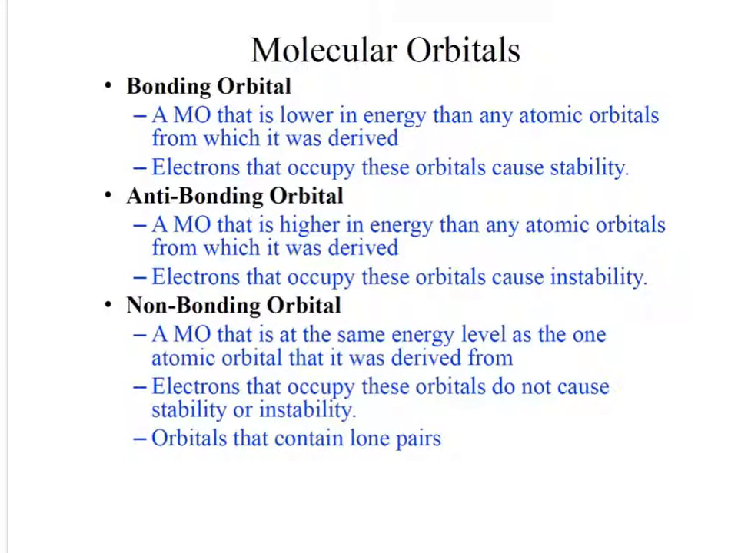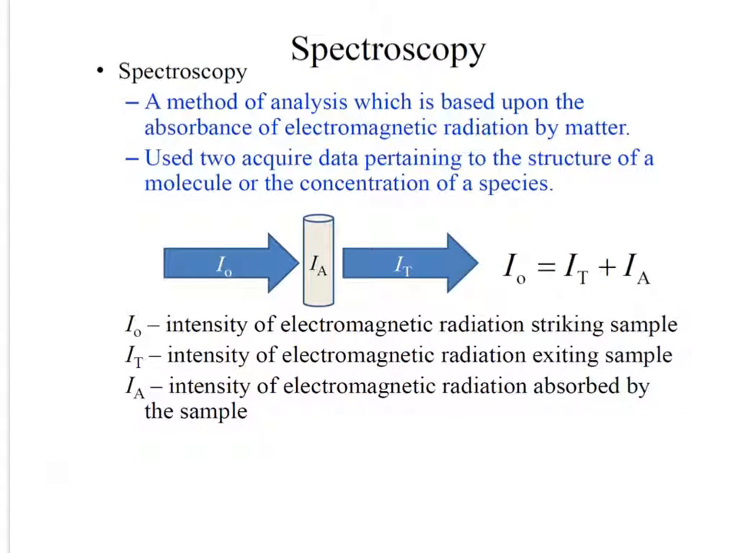Here's a summary of your bonding and anti-bonding orbitals. Spectroscopy: a method of analysis which is based upon the absorbance of electromagnetic radiation by matter. We can get data pertaining to the structure through spectroscopy. So the intensity of electromagnetic radiation striking the sample, I is for intensity. This is the one exiting the sample, and this is absorbed by the sample.